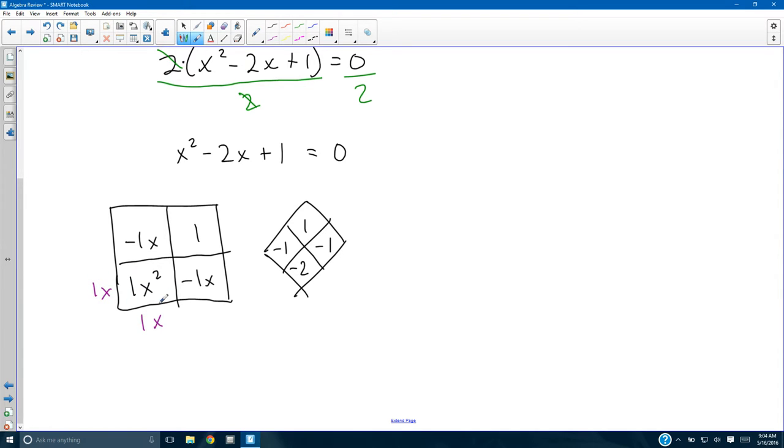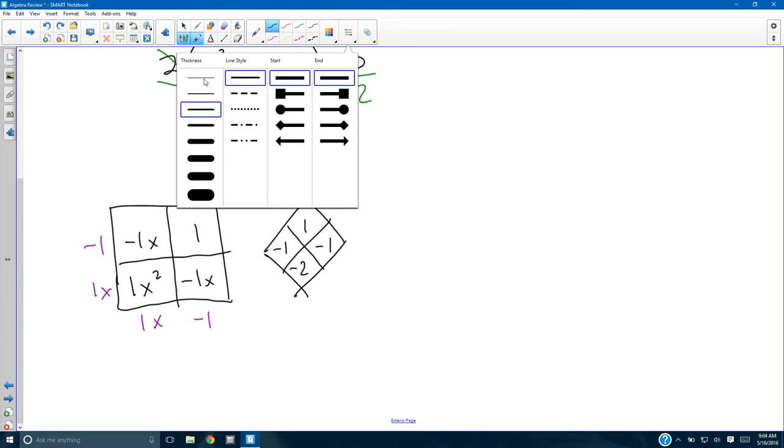Only 1 times 1 can give you 1. Keep in mind we're looking for integer factors only. 1 times negative 1 gives you negative 1. 1x times negative 1, there you go. 1x times negative 1 right here. So this becomes x minus 1 times x minus 1.